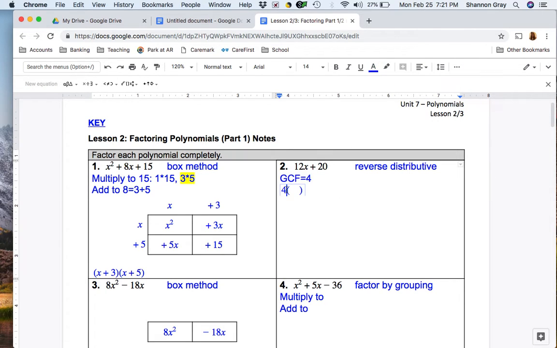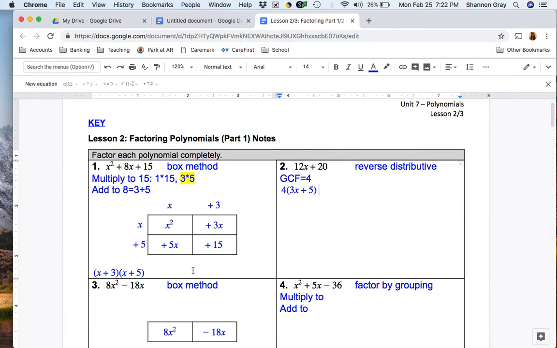And so that's the number that's going to be out front. Now if they shared an x or an x squared, that would also be a part of the GCF, but they just share a 4. So I'm thinking, what would I have to have multiplied 4 by to get 12x? Well, I'm just going to divide. 12x divided by 4 is 3x. And then same thing for my second term. What would I have to multiply 4 by to get 20? Well, that's 20 divided by 4, which is 5. So I've just undone my distributive property, and this is completely factored.